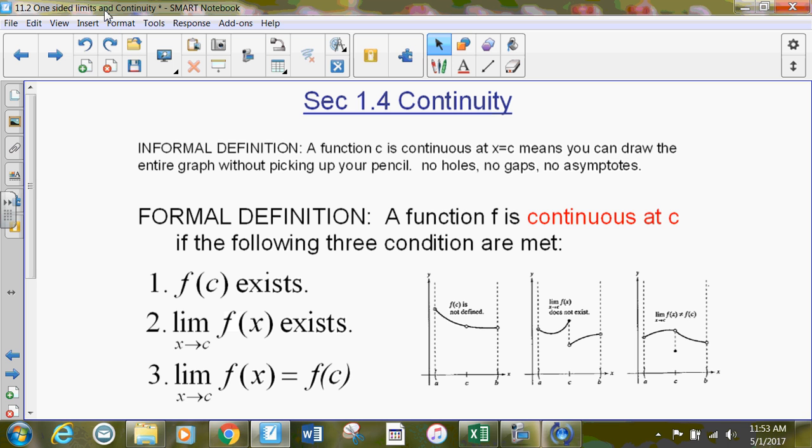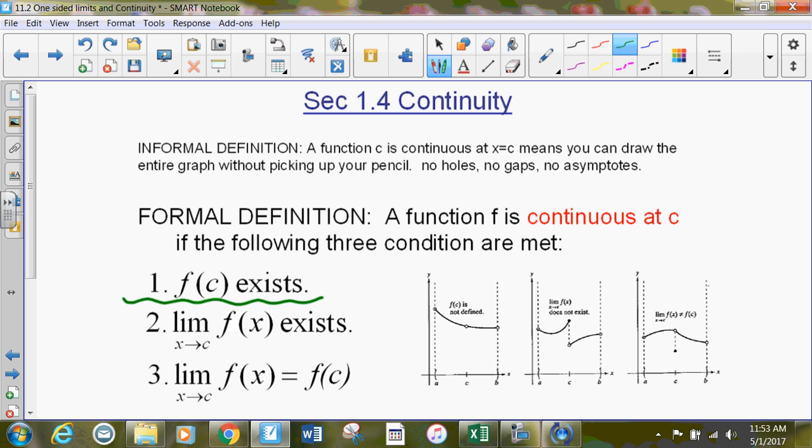So here's a formal definition of continuity. There are 3 things that have to exist, and you do need to know this. Usually I put f of c as defined, but we're okay with this definition. F of c exists. So there has to be an actual value. Now c stands for any x, any particular x that we're looking at. So if we're looking at f of 2, there has to be a value for the function when x is equal to 2. That's the first thing.